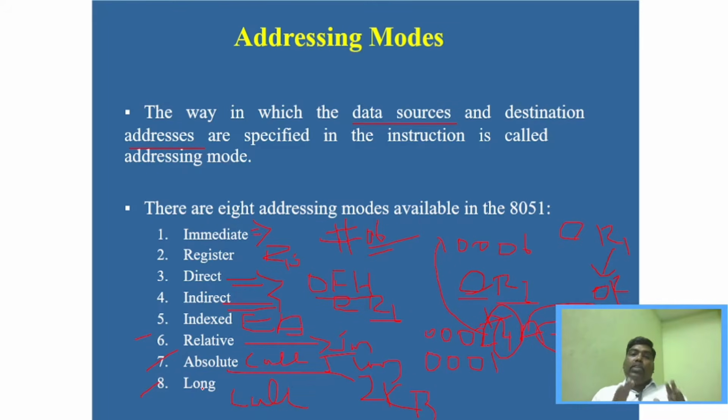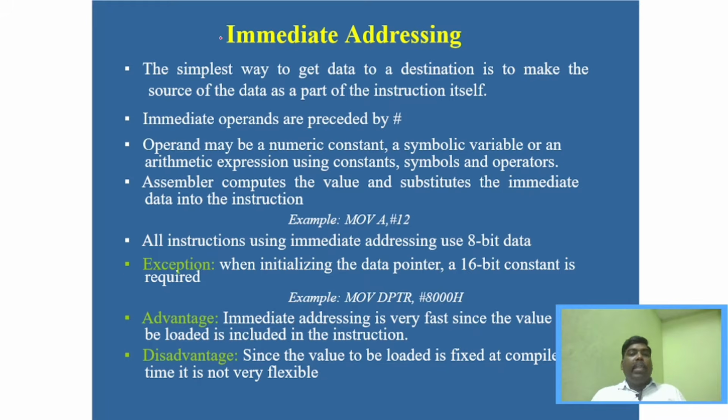So by this, you would have understood the different addressing modes. Now we will see them one by one. We are just going to see the examples of it. So what is immediate addressing? Immediate addressing is the simplest way to get the data, and whatever I said is given in this particular information.